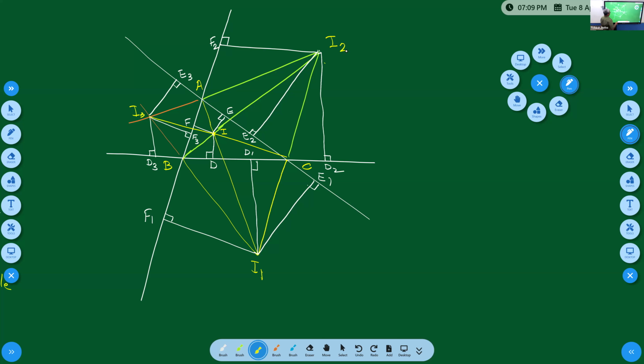Okay. Now let me just put circles also. The circles. So this is standard notation. All the names of those points are also standard.